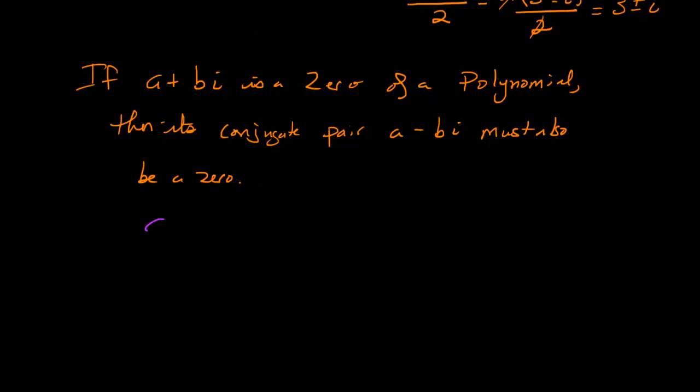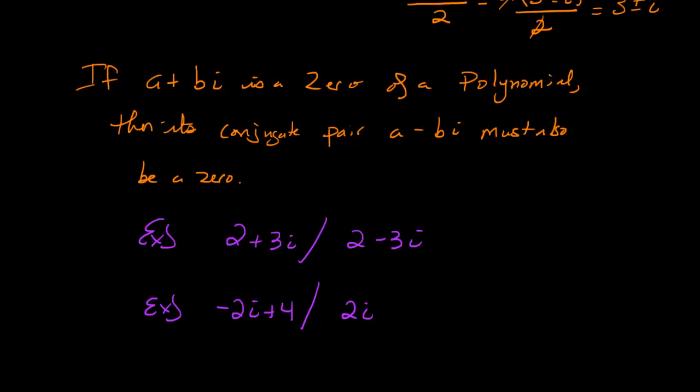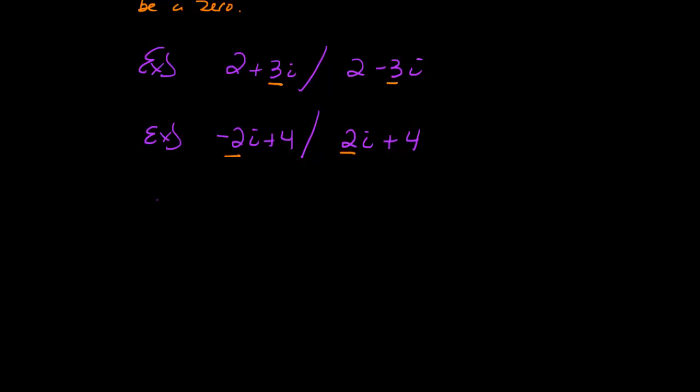For example, if 2 plus 3i is a zero, then we also know that 2 minus 3i must also be a zero. If negative 2i plus 4 is a zero, then positive 2i plus 4 would be a zero. Notice here we're just changing the coefficient sign. So the negative 2 becomes positive, the positive 3 becomes a negative. So we know that they exist in conjugate pairs, and they're called complex conjugate pairs because they are complex. They have a real portion and an imaginary portion.